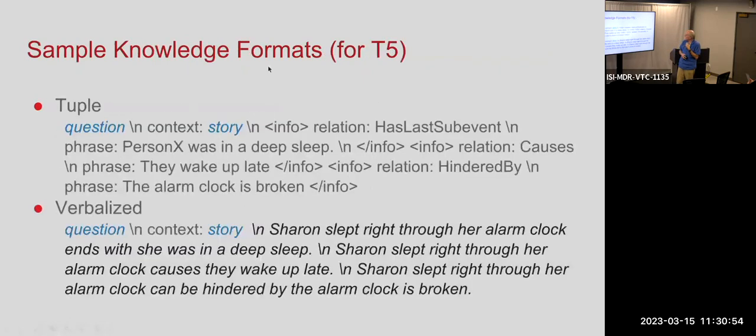So here's a sample knowledge format, this is for T5. You get this thing, like the tags in there, has last sub-event, but you're fine-tuning it on this, right? So maybe it can learn the COMET relations and how to use that knowledge based on the COMET relation. Not surprisingly, we found if we had some simple generation to turn those common sense relations from COMET into ordinary everyday English, it was better. So it says Sharon slept right through her alarm clock, ends with she was in a deep sleep, which is a weird way, but it comes from the relation type. Some of this is awkward English, but it's better than just putting in the formal expression from COMET.